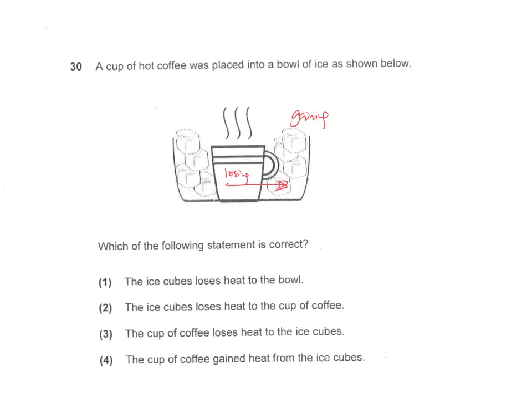So which of the following statements is correct? Option 1, the ice cube loses heat to the bowl. The word loses here, straight away you can cross it out because it is wrong. It is the ice cube gaining heat. Now option 2 as well, the ice cube loses heat. Again, it is wrong. Option 3, the coffee loses heat to the ice cube. That is correct. We know that it's losing heat, as we said earlier. Option 4, the cup of coffee gained heat. Gaining heat is wrong again. So all these other options are wrong. So the answer is 3.